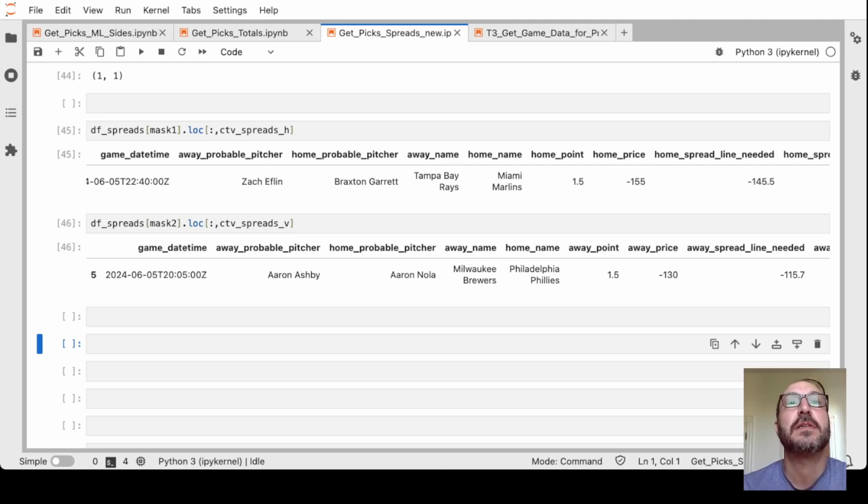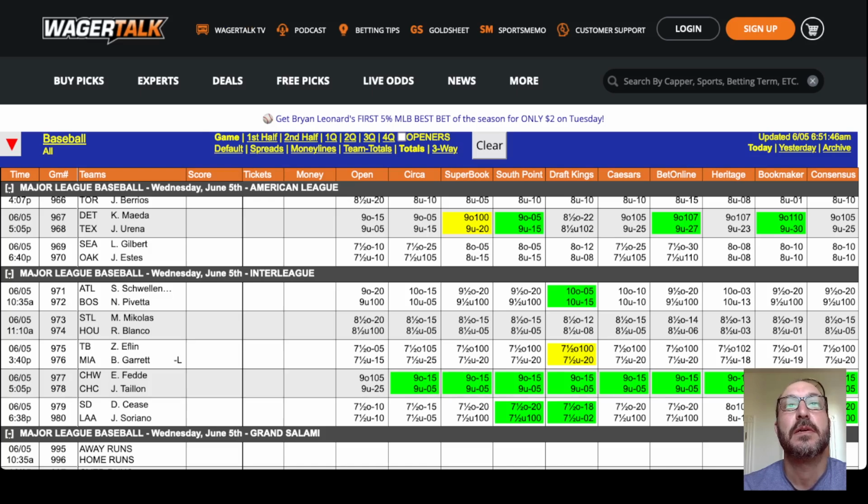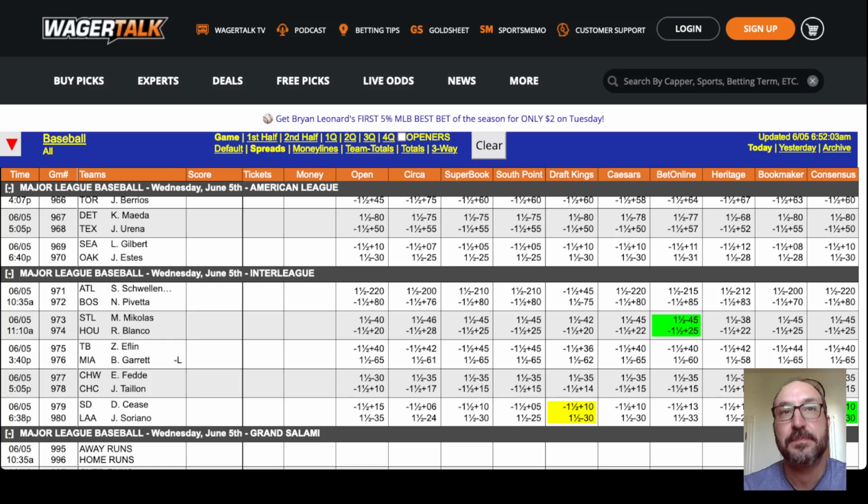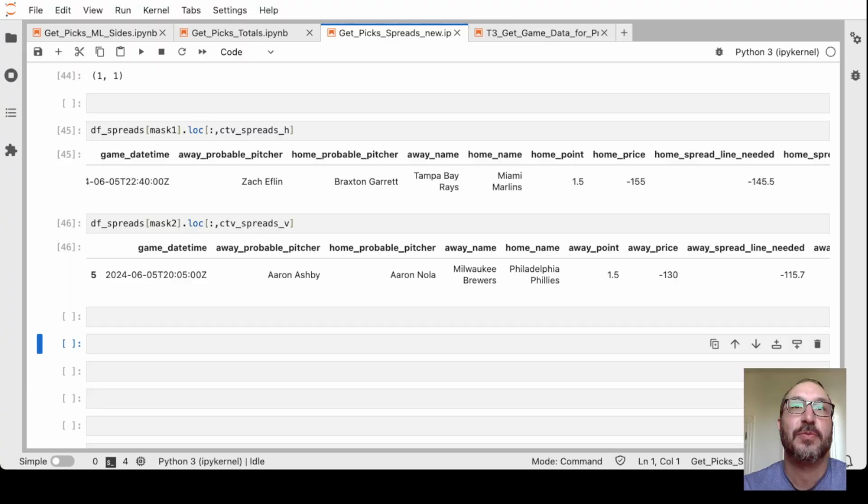So let's take a look. The Marlins, wait for it to update. So you can see the Marlins plus 1.5. We're getting as good as minus 158, but it's looking for minus 145, so we're not going to find a bet there.